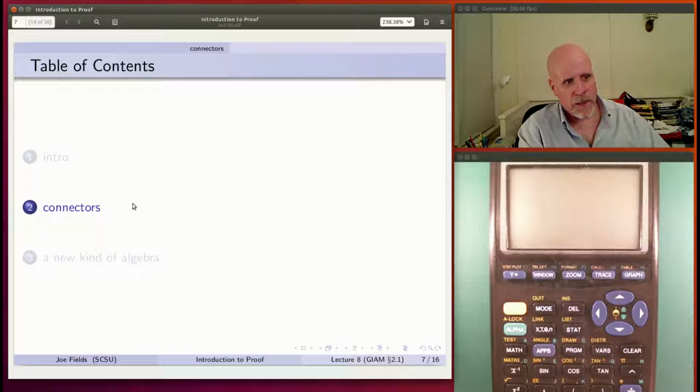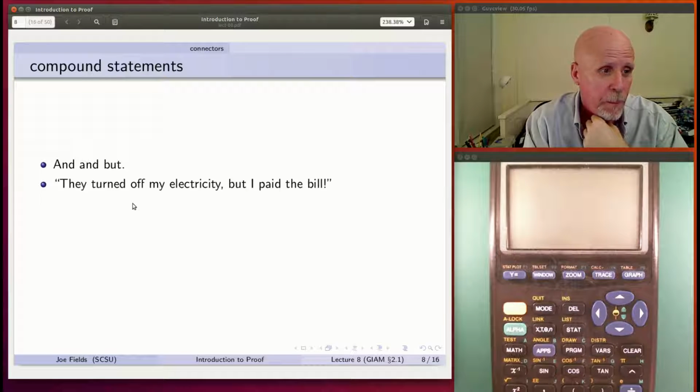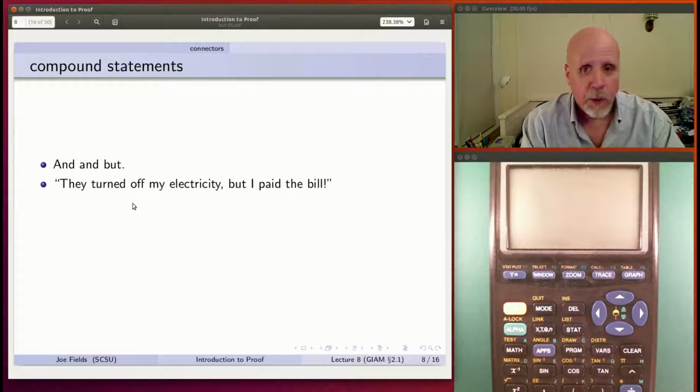So our next section is about the connections that we make between logical sentences. And, but. That's going to be our first connector. And, but, it turns out, mean the same thing. So here's a sentence somebody might say. They turned off my electricity, but I paid the bill. If somebody says that to you, you have to imagine, well, their electric is out. You know, if you go flip on the light switches, nothing happens. And also, you believe them that they paid the bill. So these two separate things, about paying the bill and the electricity being off, they're both true.